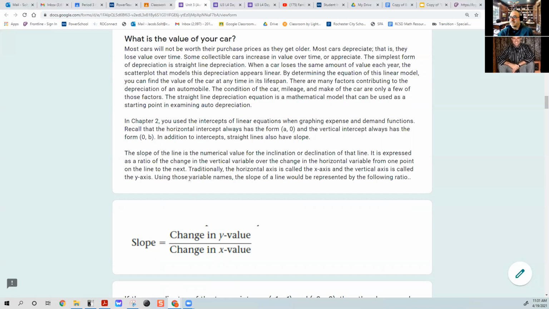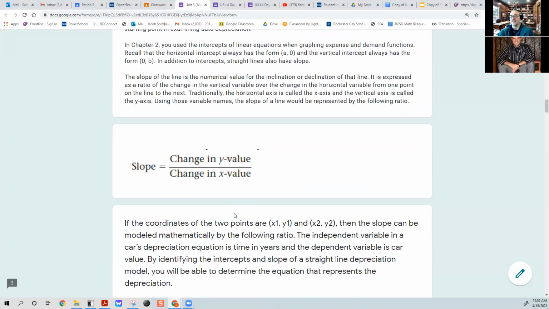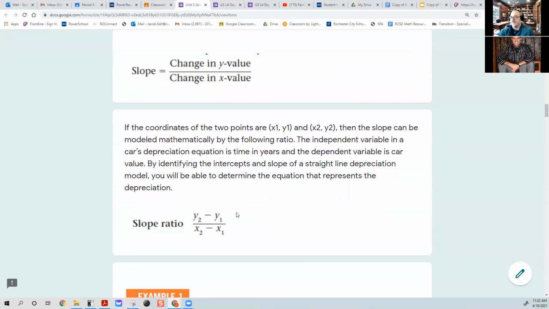All right. Traditionally, the horizontal axis is called the x-axis, and the vertical axis is called the y-axis. Using those variable names, the slope of a line would be represented by the following ratio, right? The change in y divided by the change in x. That's the formula we're going to use to plot slope.